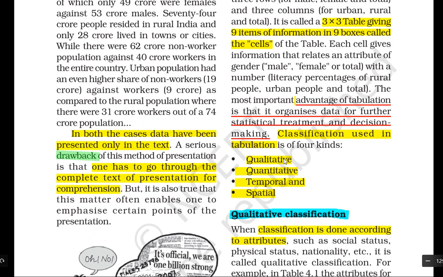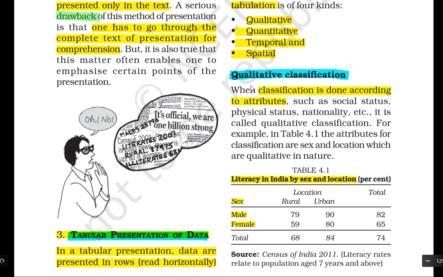There are various types of classification used in tabulation. There are four: qualitative classification, quantitative classification, temporal classification, and spatial classification. We are going to discuss one by one what these classifications are and how we use the table to classify such kinds. So the first one is qualitative classification.